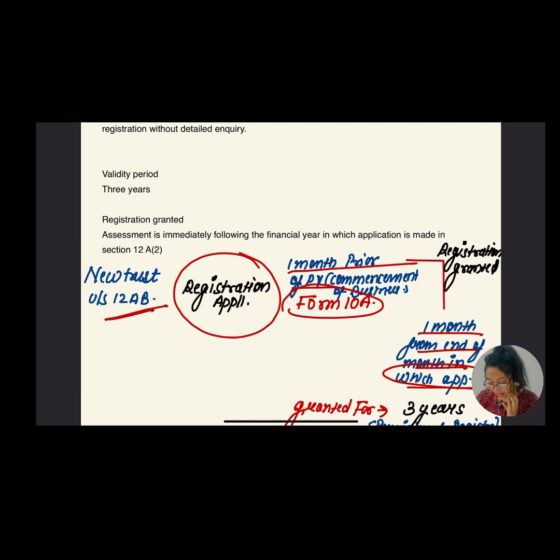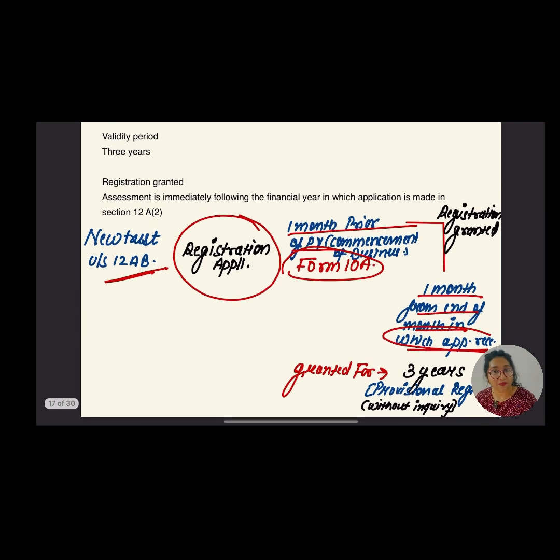Registration is granted for how much time period? For 3 years. Earlier in case of 12A and 12AA it was 5 years, but in this case it is 3 years. So tell me, is any inquiry going to be done in the case of a new trust? No. The provisional registration is granted without any inquiry.